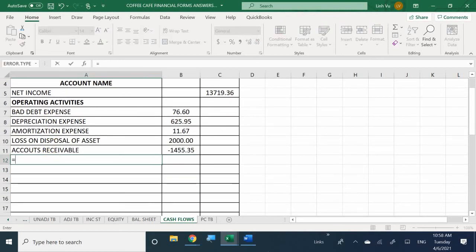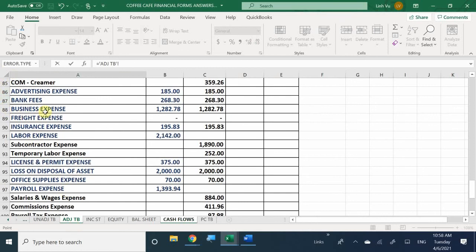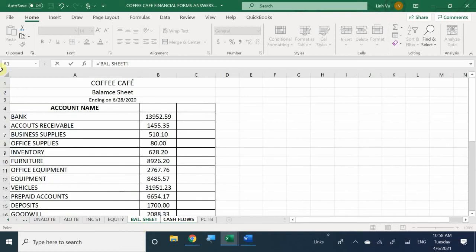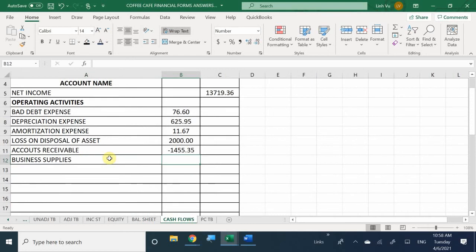All right, the next account that we're going to be looking at is going to be our business. Oh, wait, I'm on the wrong one. Balance sheet. It's going to be our business supplies. All right? This is money we've already spent. We already purchased these items, right? So in this case, it's going to be negative because we already bought the supplies, right? We spent the money already.